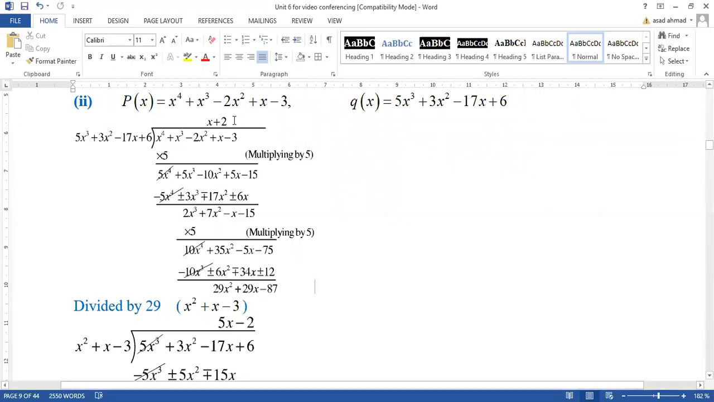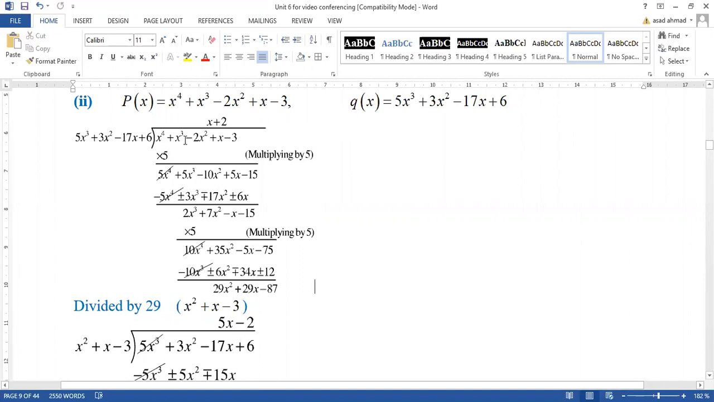But in case you have one greater power of x, like in P of x, you can see that x raised to power 4 is a greater power, while in Q of x, x raised to power 3 is less than x raised to power 4. So the term involving x raised to power 3 will be written as the divisor, and this term will be taken as the dividend.